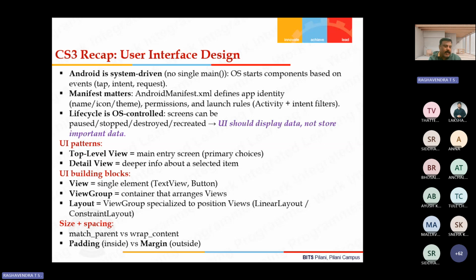For the size and the spacing, we will be using these two things: match parent and wrap content. According to the size of the screen, it will try to adjust as much as possible, but there could still be some constraints that cannot be placed. So we just go with match parent and wrap content. Then there is padding, in order to fit the screen dimension to the available dimension of your phone. Or it could be the margins, which are outside or internal.